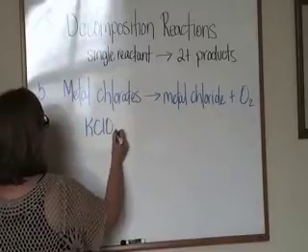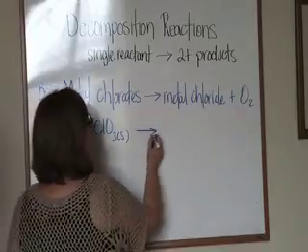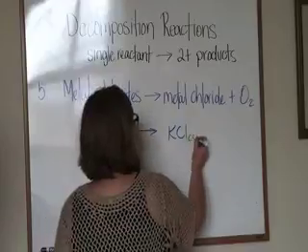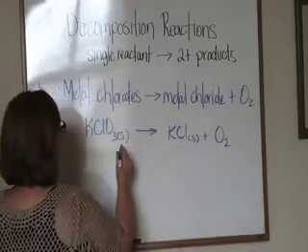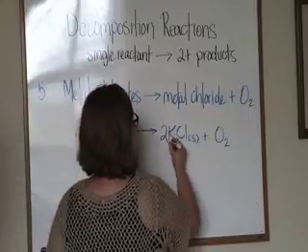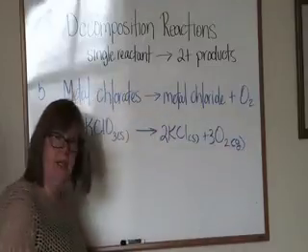This is potassium chlorate. If we heated this up in a test tube, it would decompose into potassium chloride solid, and it would give off oxygen gas. And so now let's go ahead and balance this. I think we need a 2 here, a 2 here, and a 3 here. So that is its net ionic equation.